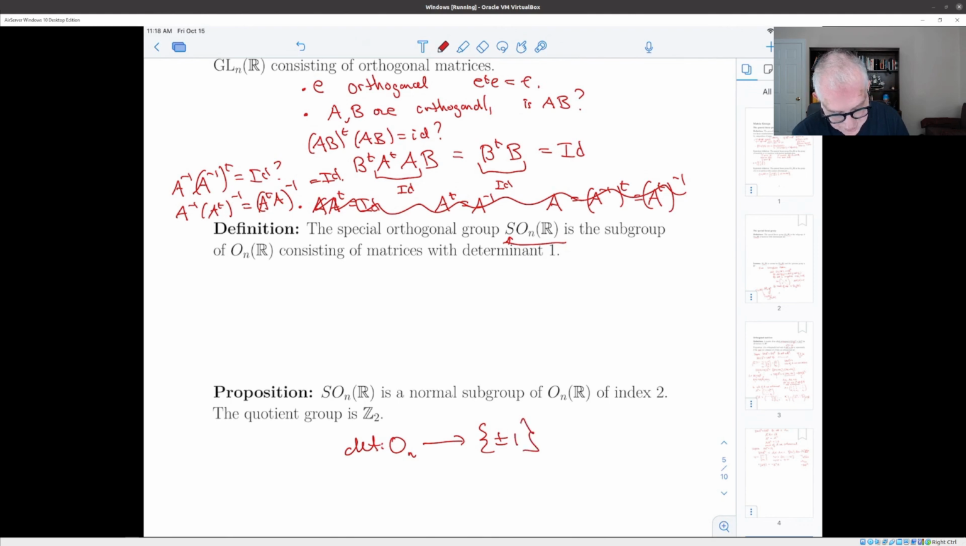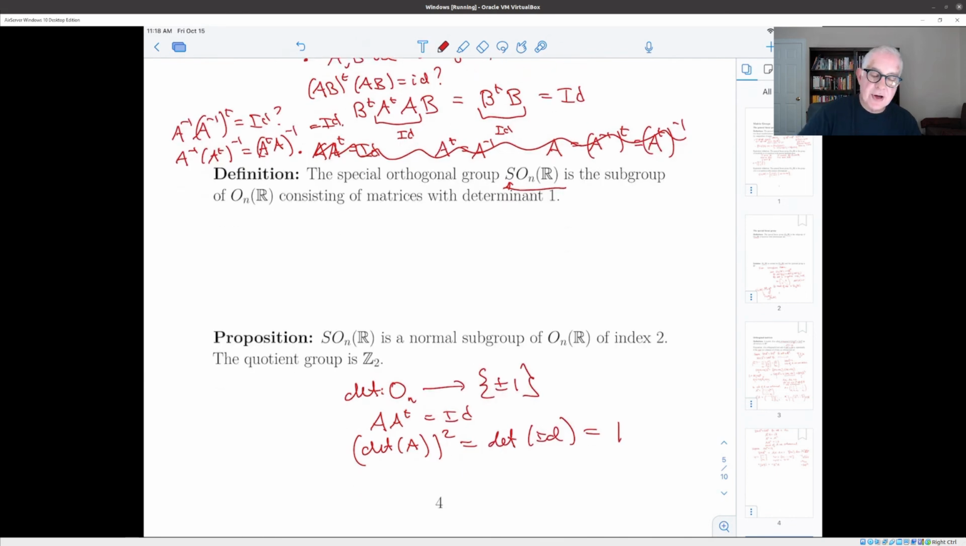Because if A transpose A is the identity, that tells you that the determinant of A squared has to be the determinant of the identity, which is 1. And so the determinant of an orthogonal matrix has to be plus or minus 1. Both are possible because this is an orthogonal matrix which has determinant minus 1, and the identity is an orthogonal matrix which has determinant 1. So just as we did in the SL_n case, we can use the first isomorphism theorem.